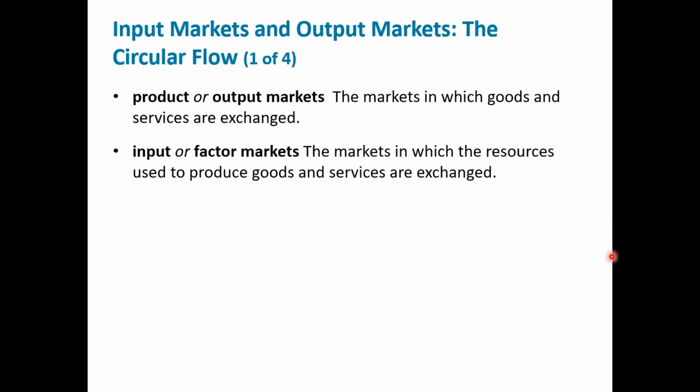Now, generally speaking, there are two markets, and it's important to keep these straight. In microeconomics, it's very difficult sometimes to keep in your head which one is which, but also in macroeconomics, when you're trying to deal with a situation, you have to keep these straight in your head. The first is a product or an output market.